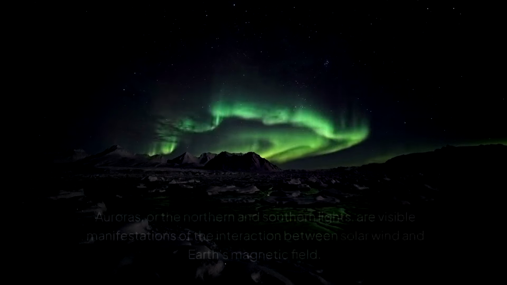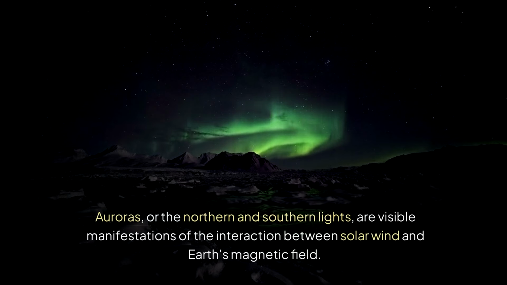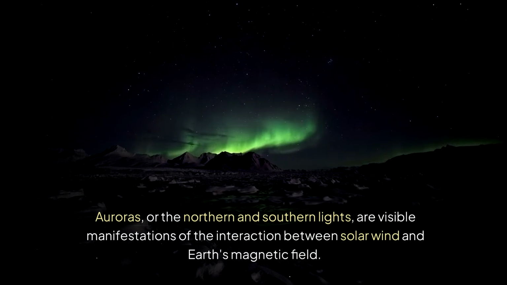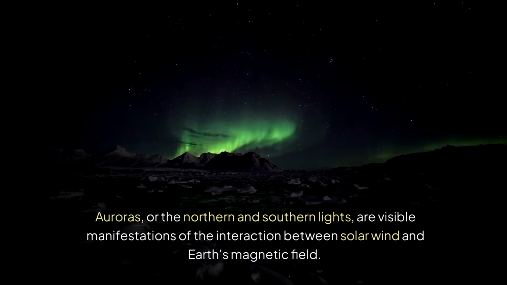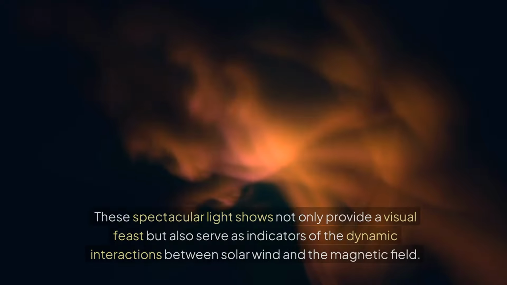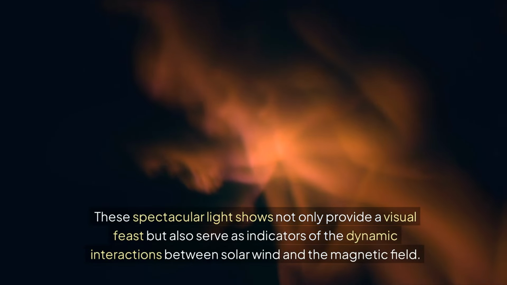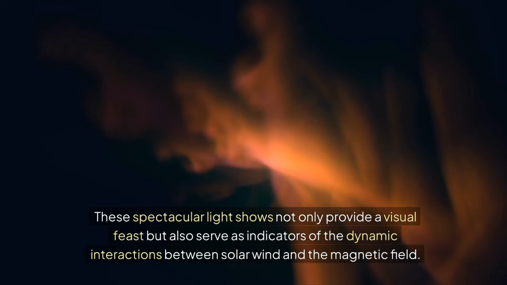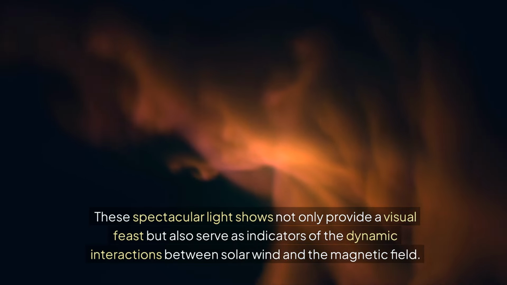technologies. Auroras, or the northern and southern lights, are visible manifestations of the interaction between solar wind and Earth's magnetic field. When charged particles from the sun collide with gases in the upper atmosphere, they produce glowing displays of light. These spectacular light shows not only provide a visual feast but also serve as indicators of the dynamic interactions between solar wind and the magnetic field.